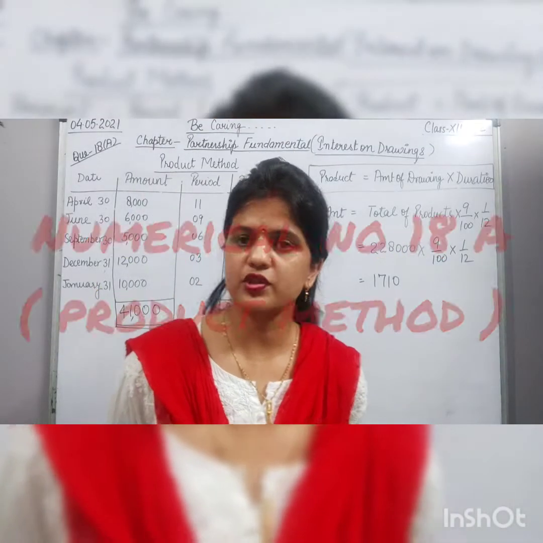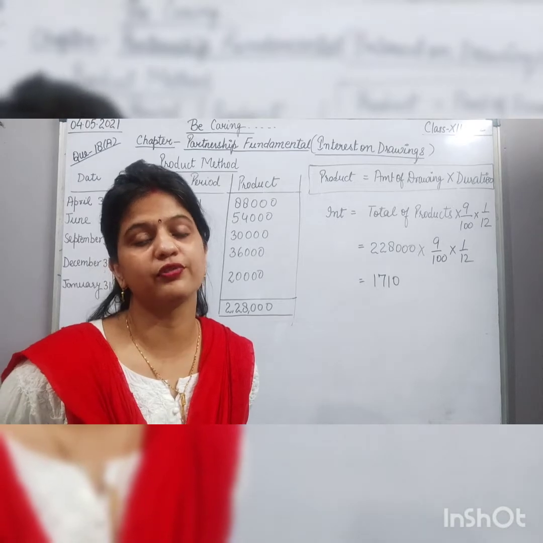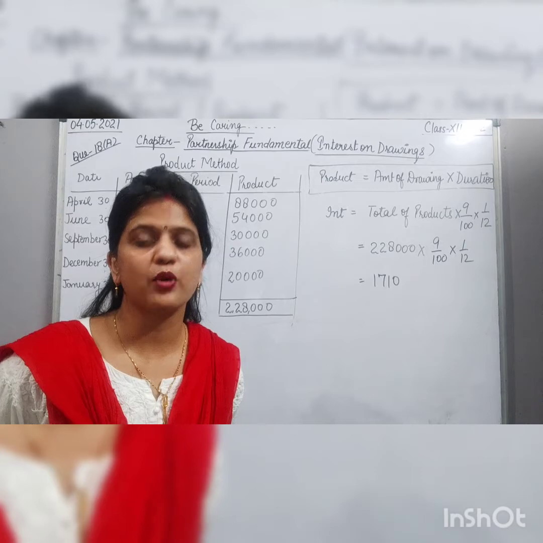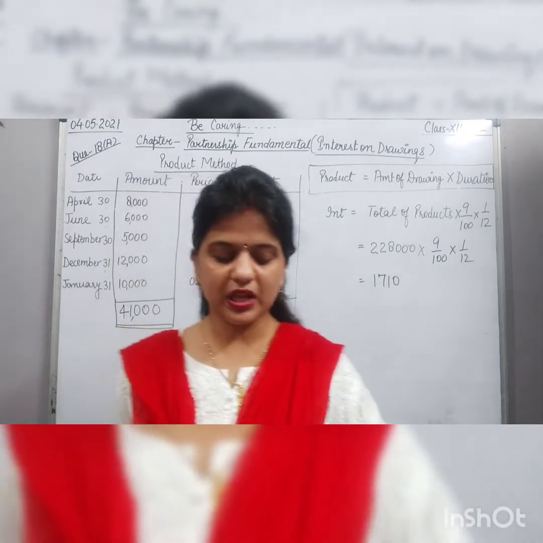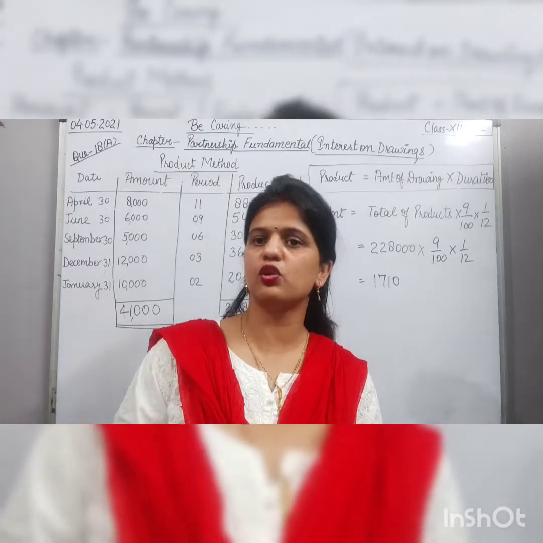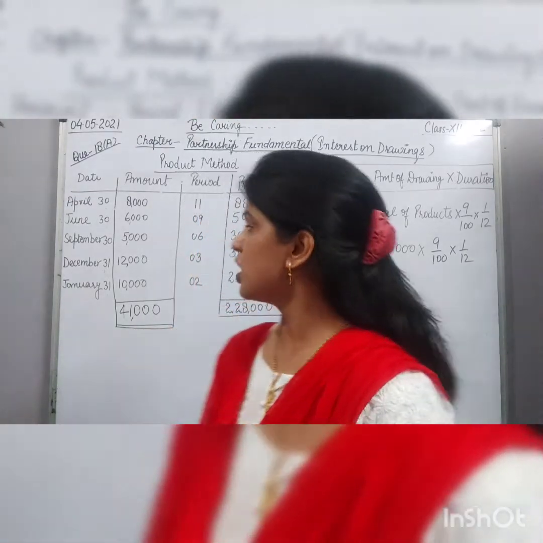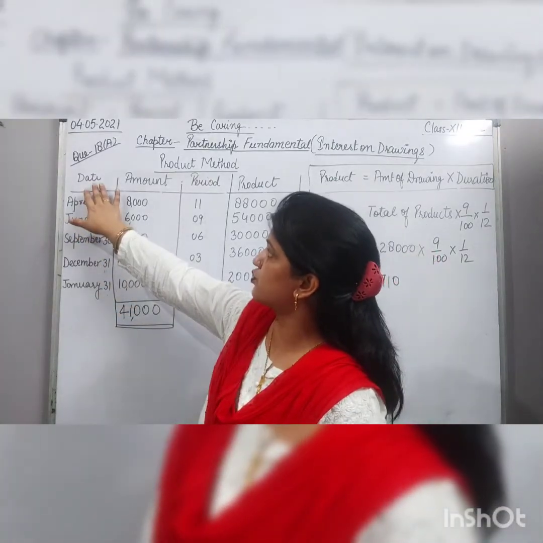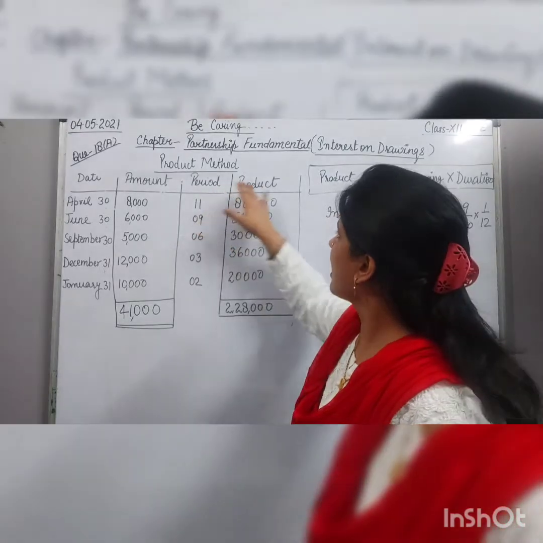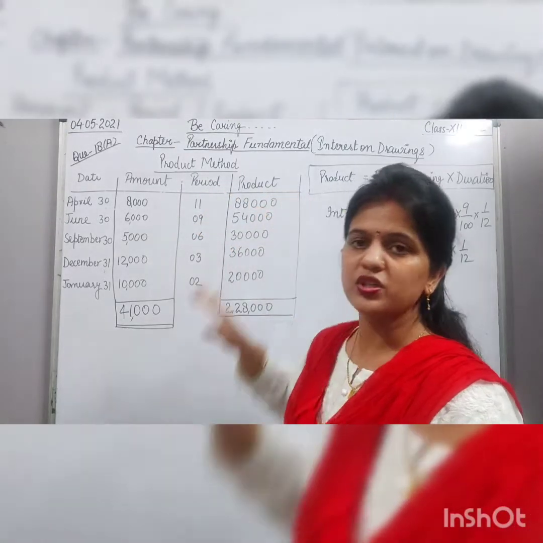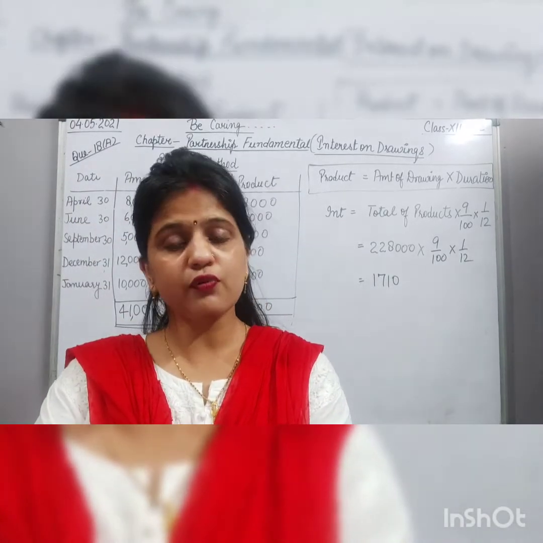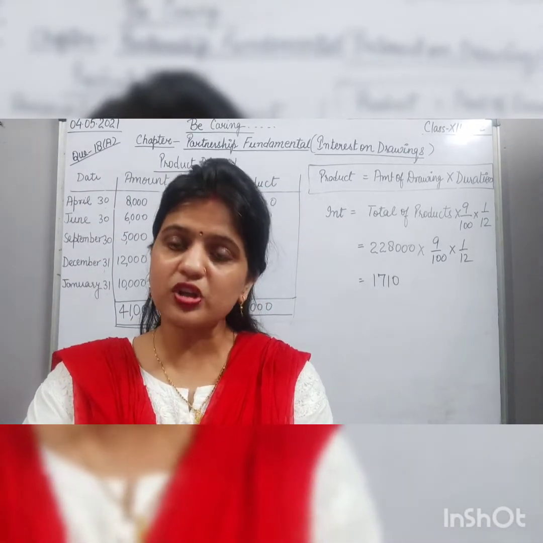So class 12, after completing the simple method of calculating interest on drawing, now we are moving to the product method. What is the product method, as we have already discussed? In the product method, first of all, let's have a look at the format. In this format, first we draw the date, amount, then the period or duration, and then the product. What is the product? Under this method, first of all the product will be calculated.